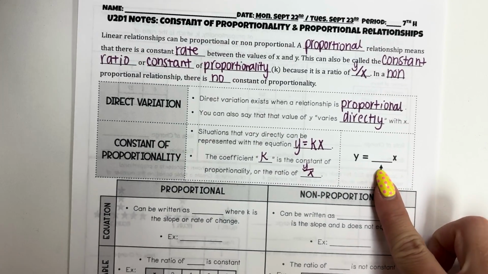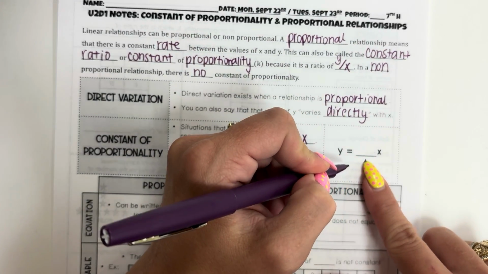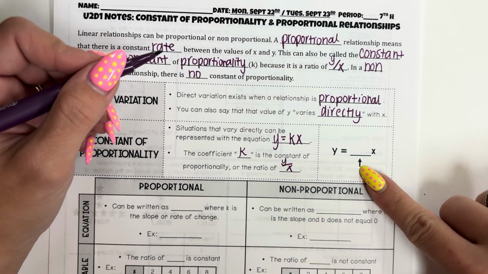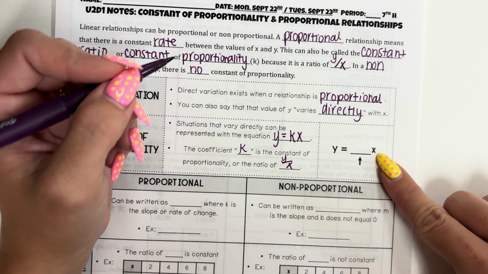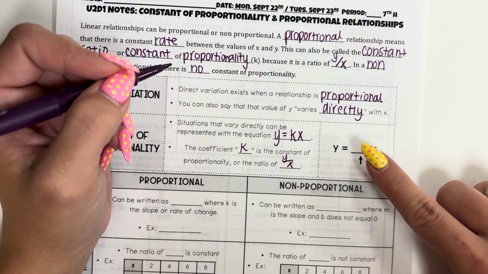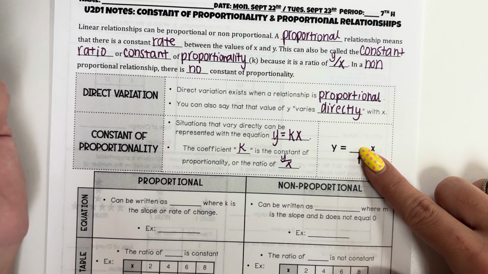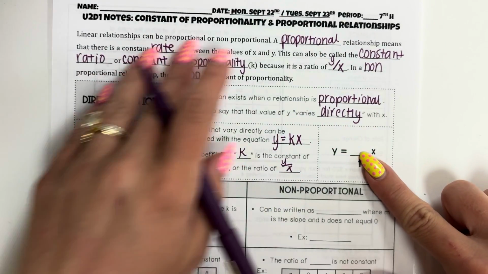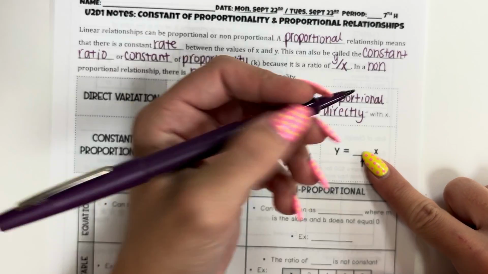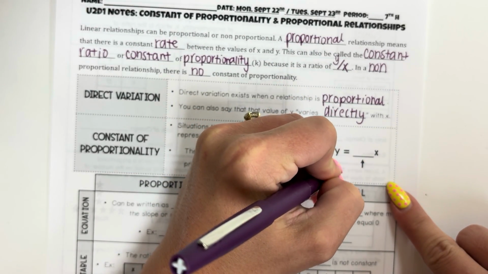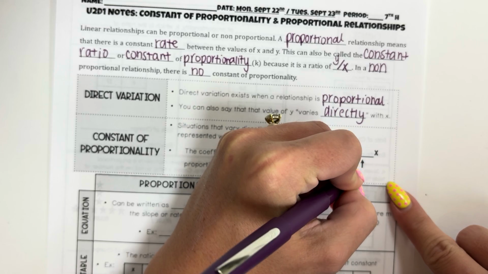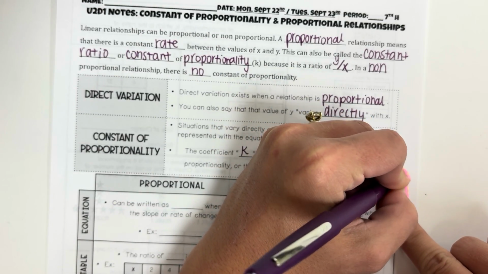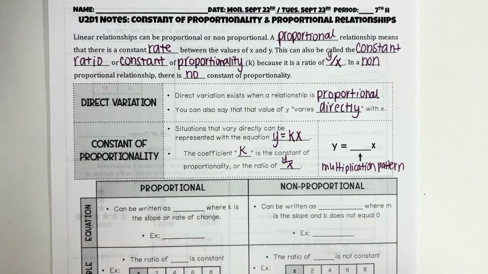Okay, so in this template, you would have a number here. You would have y equals a number and x. That's your equation. And so that number, notice it's being multiplied by x because this number, your constant of proportionality, is your multiplication pattern. That's the whole point of proportional relationships. There's a multiplication pattern. So I'm going to write that multiplication pattern. Okay, so we're going to look at that.